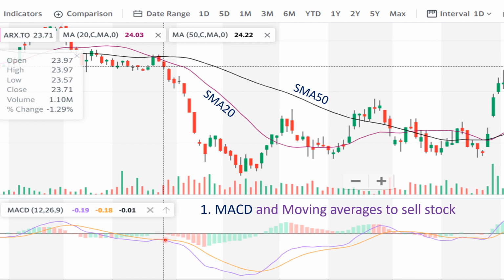When the MACD line, the blue line, crosses the orange line while going downward, and the histogram bar is below the zero line, it is a sign that the stock is bearish. Additionally, if the short-term moving average crosses the slow moving average while going downward and the price is below the two moving averages, it is a strong bearish signal and a proof of further confirmation to exit the trade.